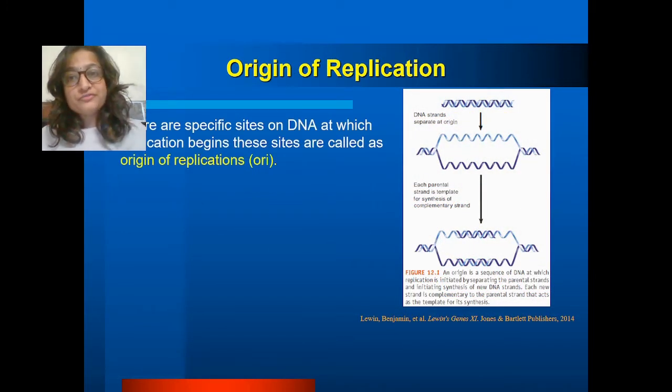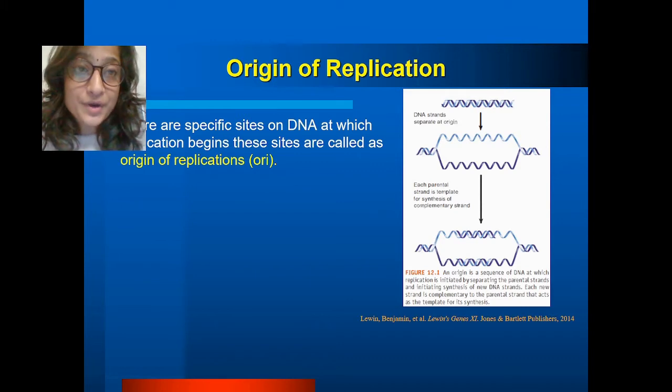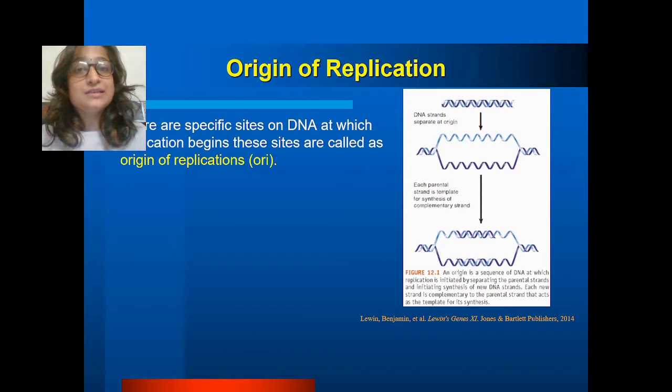Now coming to the origin of replication. What is the origin of replication? By definition, origins of replication are the specific sites on DNA at which replication begins. Remember, we have to use the term sites or sequences. The origin of replication is not a single point. They are specific sites made up of certain sequences. So never use the term point. Instead, use the term sites.